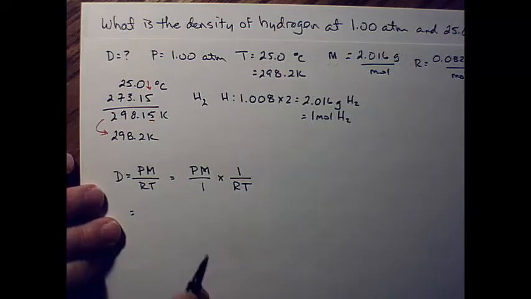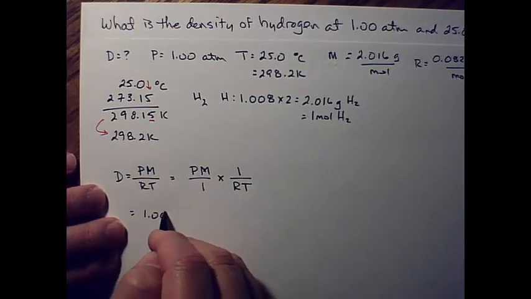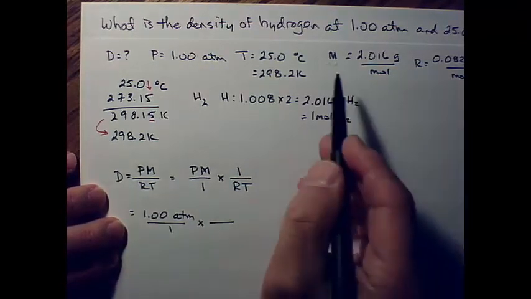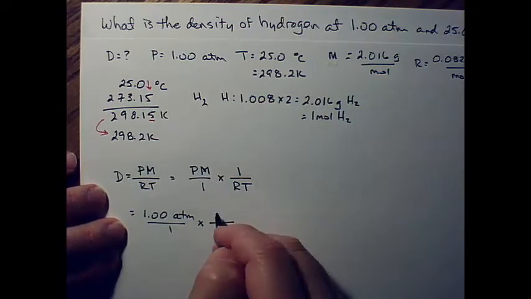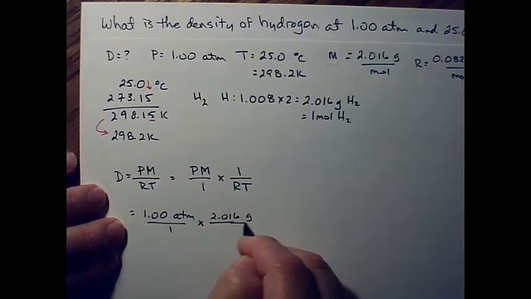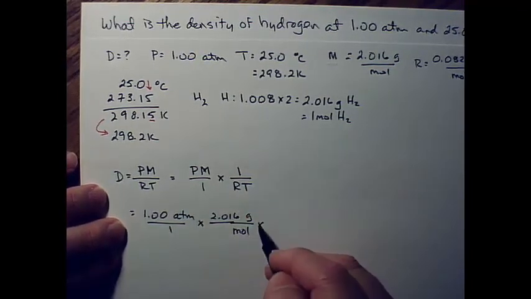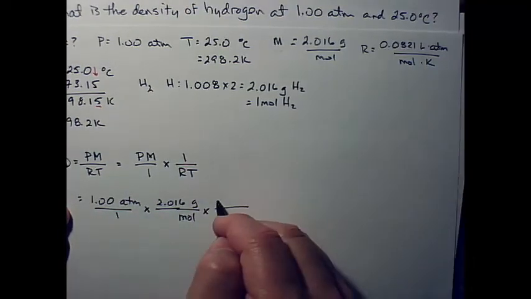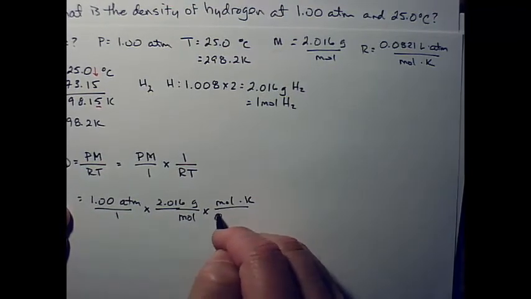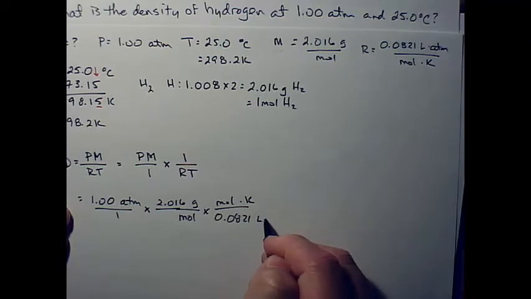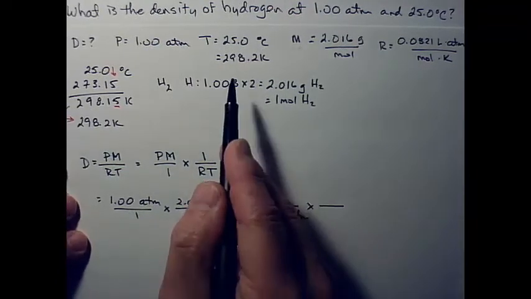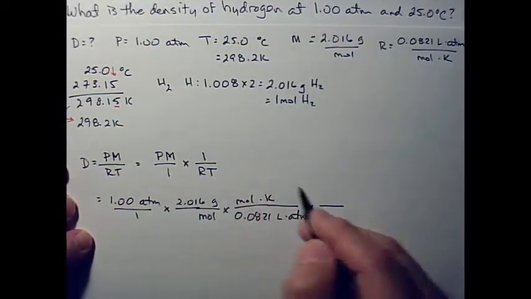So pressure is 1 atmosphere, and put that over 1. Molar mass is going to be 2.016 grams over moles. R on the bottom of our fraction just means we take this R here and flip it. And the temperature we said was 298.2 K, so we're going to put that on the bottom here.